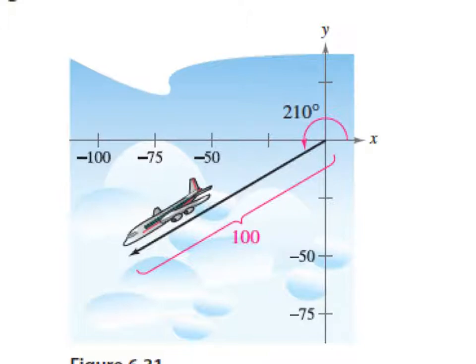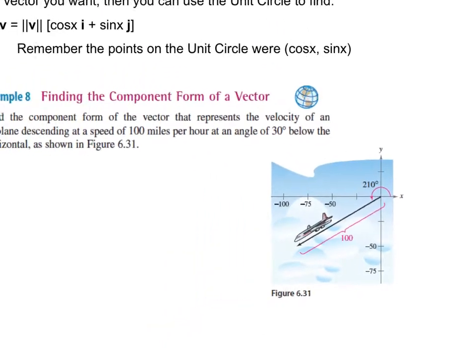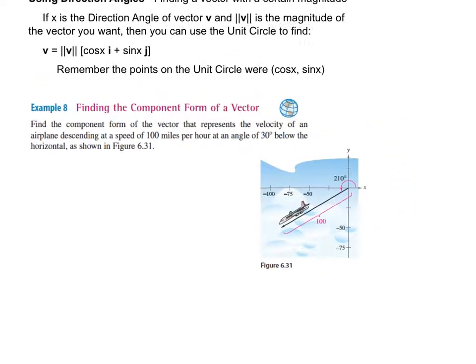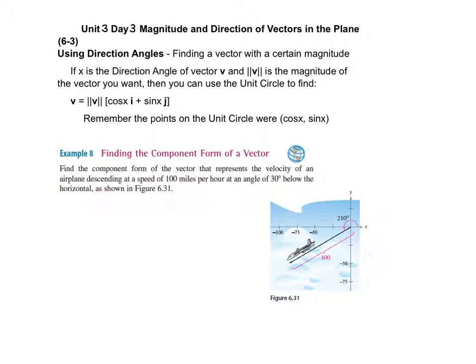Now, in this particular instance, what we have is this airplane that's flying at a velocity of 100 miles per hour at an angle, a direction angle of 210 degrees. So it's going downwards. Okay, we're looking at this from a side view, not from a satellite view. So we're watching this plane go down for a landing or something like that. Okay, so what we're going to do is we're going to actually convert this vector, 100 miles per hour, 210 degrees, into component form.